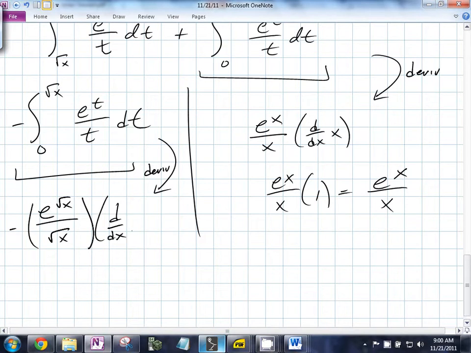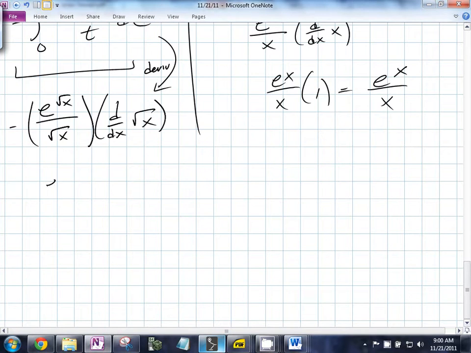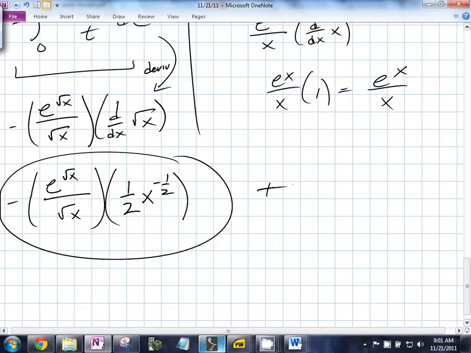So what does this become? E to the root x over root x times a negative times what? What's the derivative of the square root of x? 1/2 what? To the negative 1/2, exactly. There it is. So the final answer to this is this plus that. The derivative is that, because we did it in two pieces.